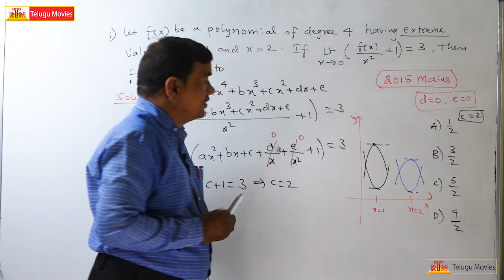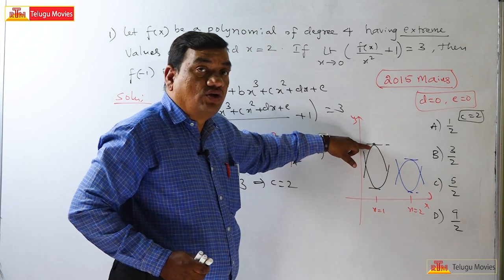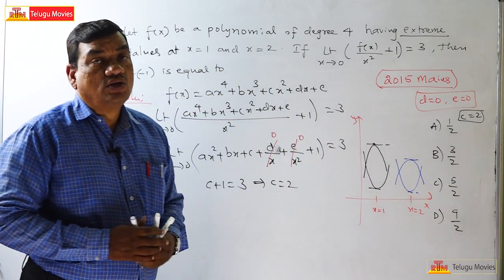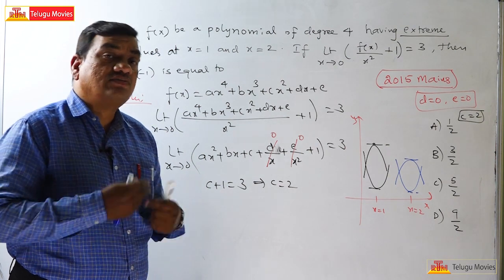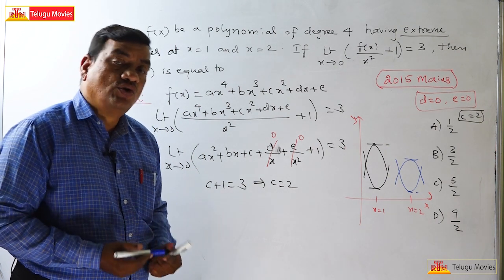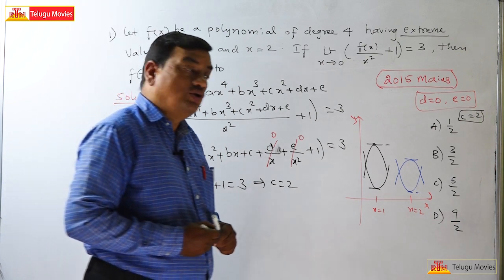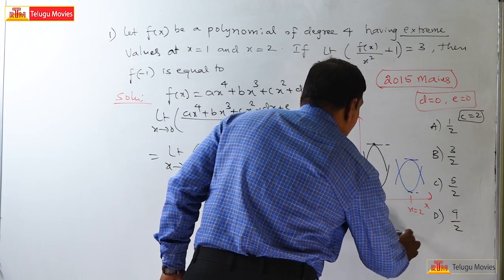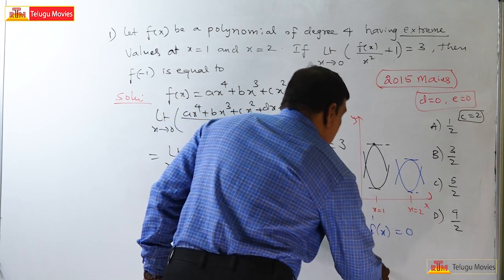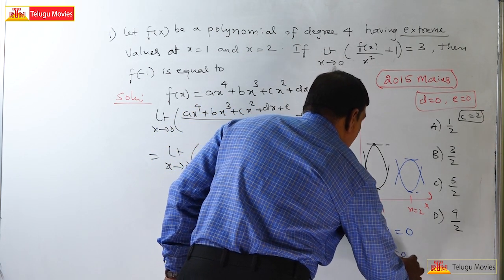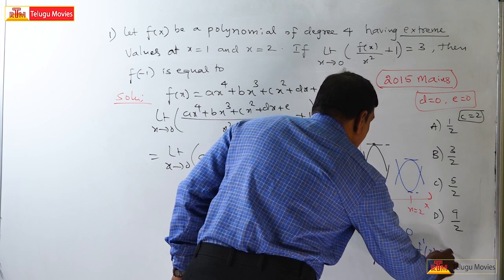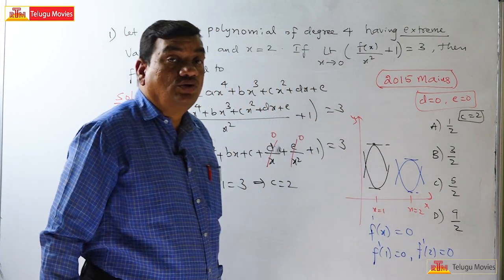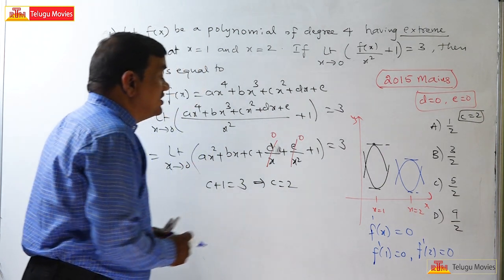That means at those extreme points, if you draw a tangent, the tangent will be parallel to the x-axis. Since the tangent is parallel to the x-axis, what is the slope of the x-axis? 0. Therefore, the slope of the tangent is equal to 0, so f dash of x is equal to 0. That means f dash of 1 is equal to 0, f dash of 2 is equal to 0. Understand? That is the thing we have.